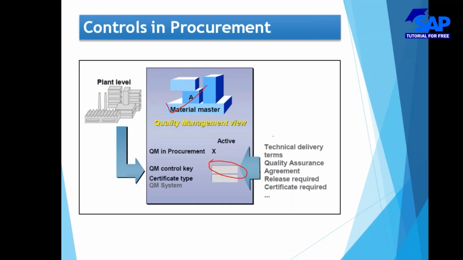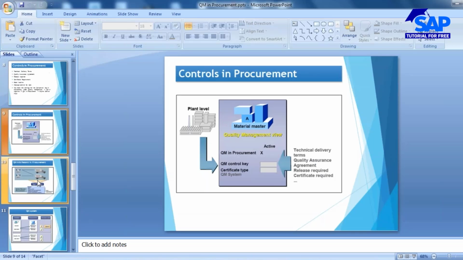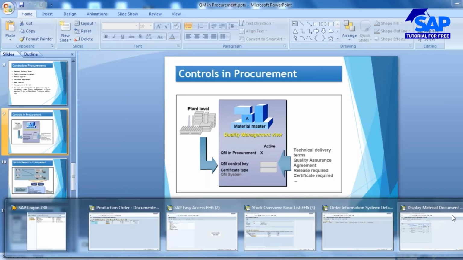Okay, so you make whatever settings you require in this quality control key: certificate required, vendor release required. All those settings you will do here, and ultimately you will assign this control key to the material in the material master in the quality management view. I'll show it in the system. Okay, so this is what you will be doing. So first we'll make that one.